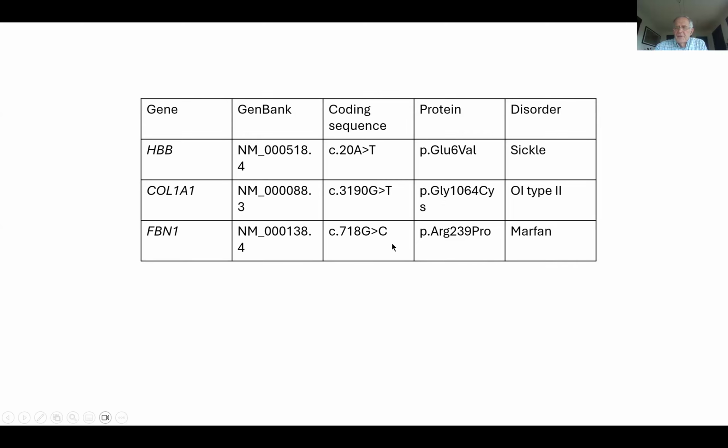And they each produce a different phenotype. So this was the first, this is the gene, the genetic change in beta globin that causes sickle cell disease. This causes a form of OI that was the first single nucleotide substitution in collagen that was identified. And this produces Marfan syndrome. And I think this was the first Marfan mutation identified.